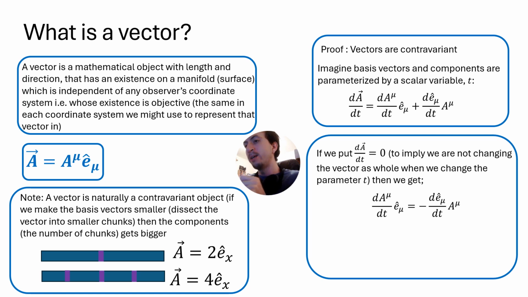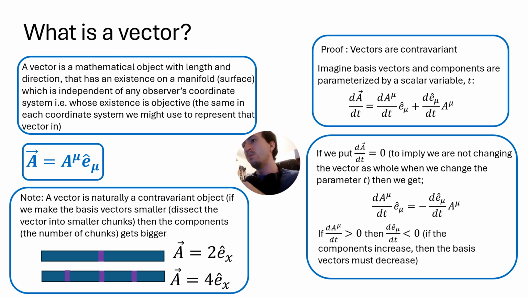we can clearly see that, if we're taking for simplicity the components and the basis vectors to both be positive, to ensure that our vector A doesn't change, so dA/dt is 0, if dA^μ/dt is bigger than 0, so if A^μ is increasing, then e_μ has to be decreasing, so de_μ/dt is less than 0. And so that's a mathematical proof for the contravariant nature of a vector.